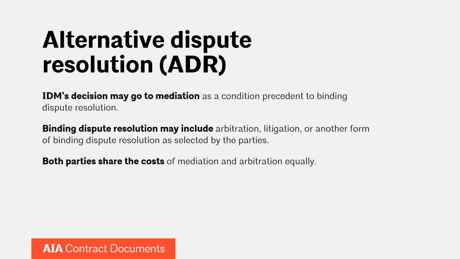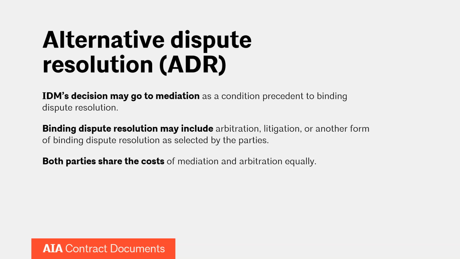If that doesn't work, then you can move to alternative dispute resolution, ADR. And ADR can then take the form of arbitration or litigation. The thing to remember is that the parties are going to share the costs of mediation and arbitration equally. If the parties choose to litigate, which they can, it's a checkbox in the A201, then litigation has fewer, quote unquote, costs involved. You just have to file it, but technically using a courthouse is relatively free. It's just the cost of the attorneys.